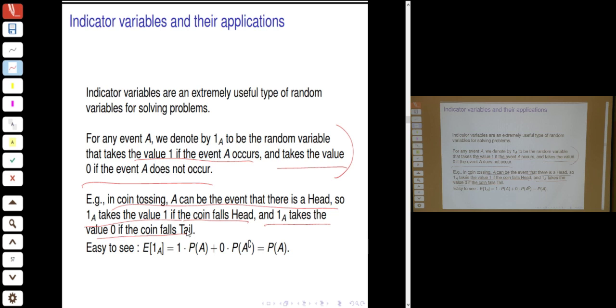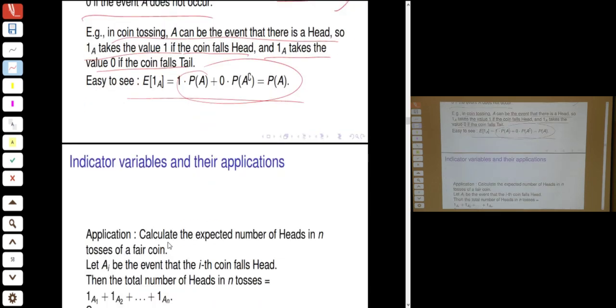So what is this random variable? Well, you run the random experiment, look at its outcome and check if the event A has occurred or not. If the event A has occurred, then indicator of A is 1. If the event A did not occur, then the indicator of A is 0. And it's easy to see that the expectation of indicator of A is just the probability of A. Okay, so that's a useful property.